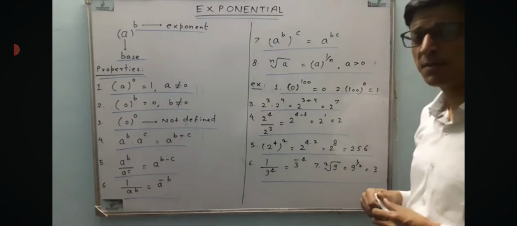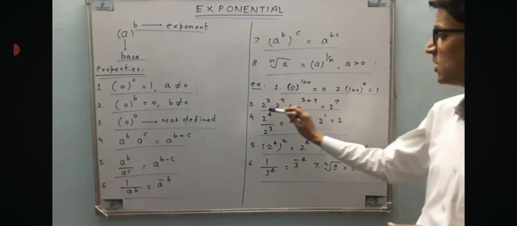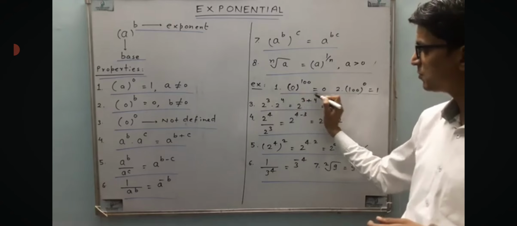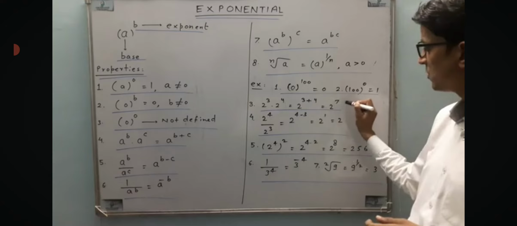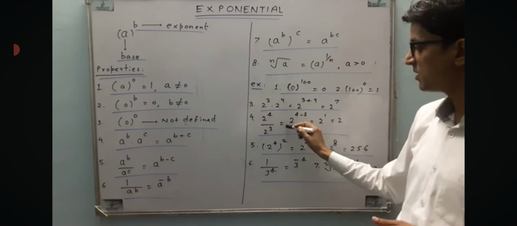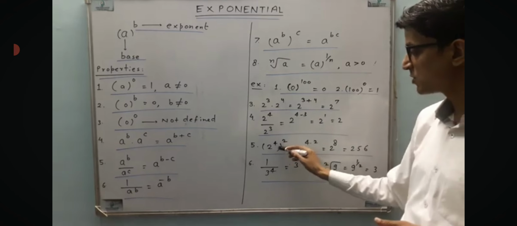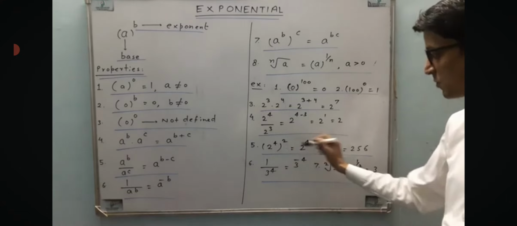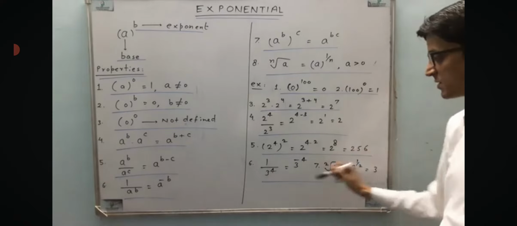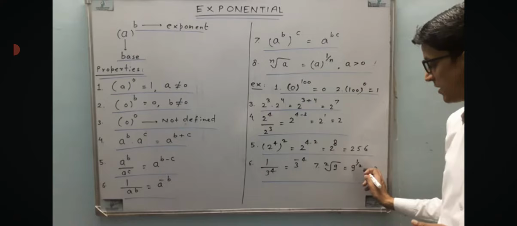The first is 0 raised to power 100 is 0, 100 raised to power 0 is 1. 2 raised to power 3 multiplied by 2 raised to power 4 can be written as 2 raised to power 3 plus 4, which is 2 raised to power 7. Now 2 raised to power 4 upon 2 raised to power 3 can be written as 2 raised to power 4 minus 3, which is 2 raised to power 1, which is 2. 2 raised to power 4 raised to power 2 is 2 raised to power 4 multiplied by 2, 2 raised to power 8, which is 256. 1 by 3 raised to power 4 is 3 raised to power minus 4. 9 raised to power half is equal to 3.